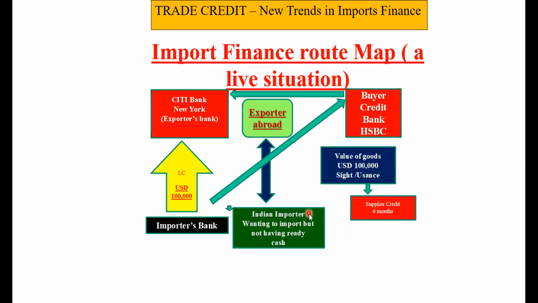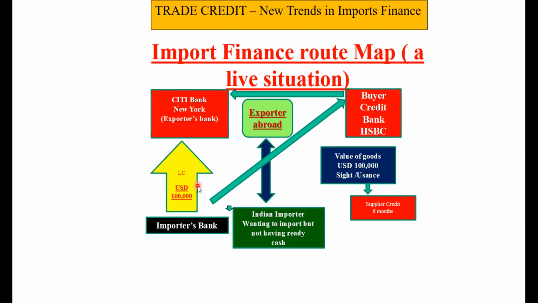He will hit the Indian importer. I gave 6 months. What happened to my payment? But this importer is still not having money. So he will go to his bank. Sir, 6 months over, sir, I am still not having money. Sir, please give me another 6 months time. And you arrange another 6 months credit because I have to settle to the exporter abroad.